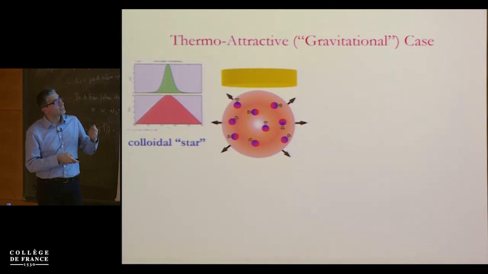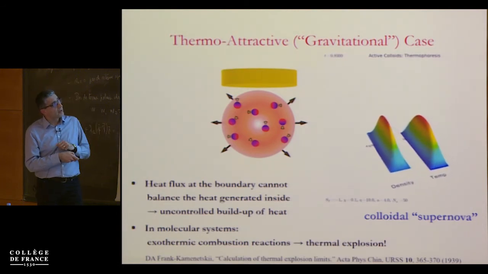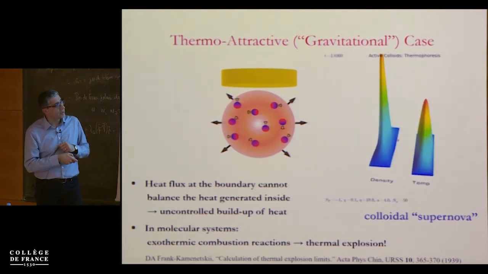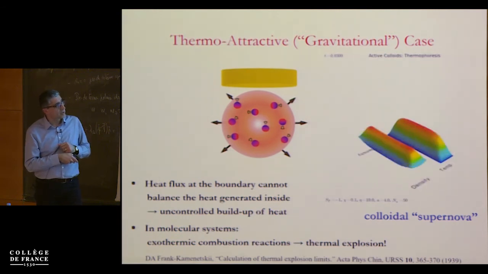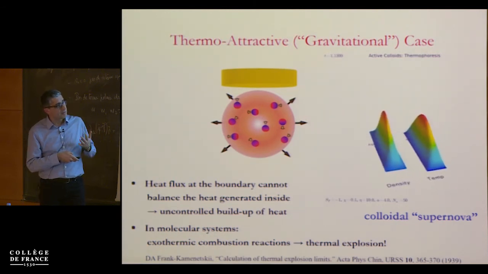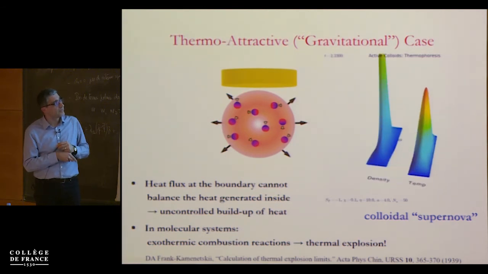And then if you increase the coupling constant, you see an instability which looks like the collapse of that structure into what you can call a colloidal supernova. Essentially, it's the same kind of instability. The role of gravitation here is switched with these phoretic interactions, but the rest is very similar.